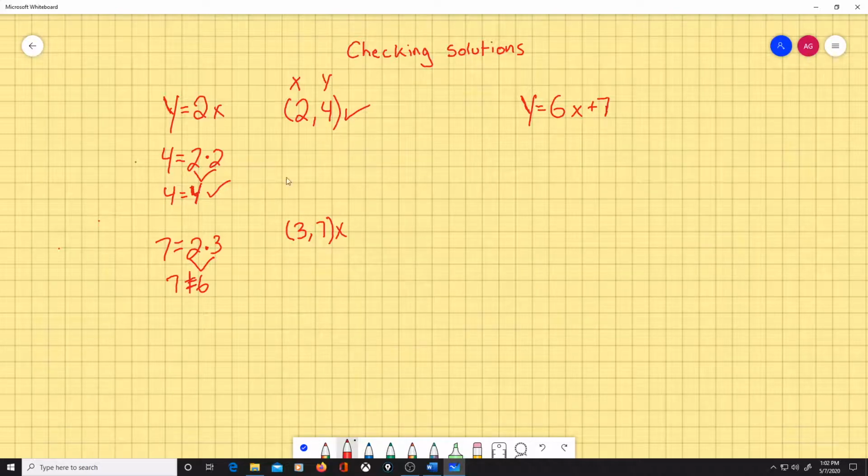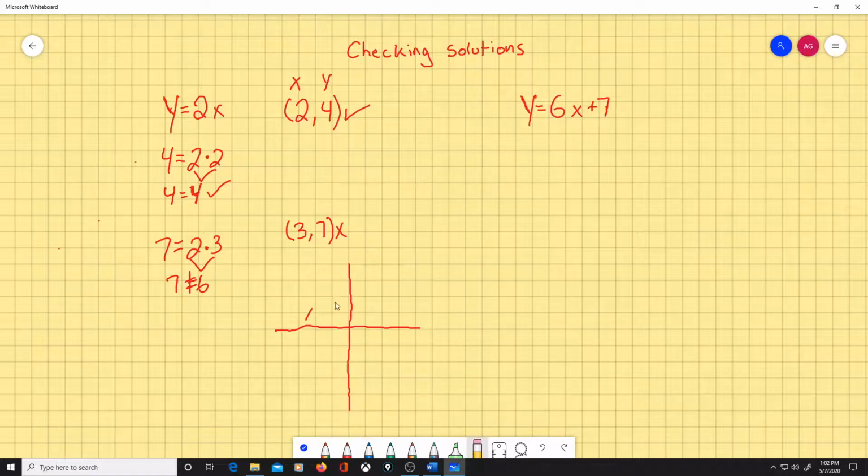Okay, so that's one way. You just substitute the points in. You check for validity this way, seeing if it's true or false. Another way is you could graph the equation. So let's just quickly sketch a little graph real fast to take a peek at what this would look like.